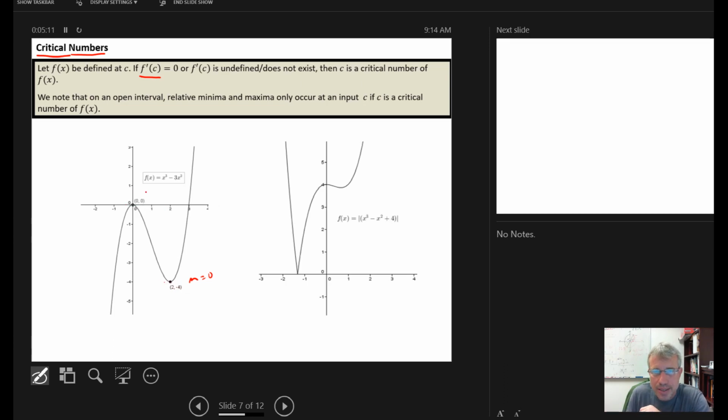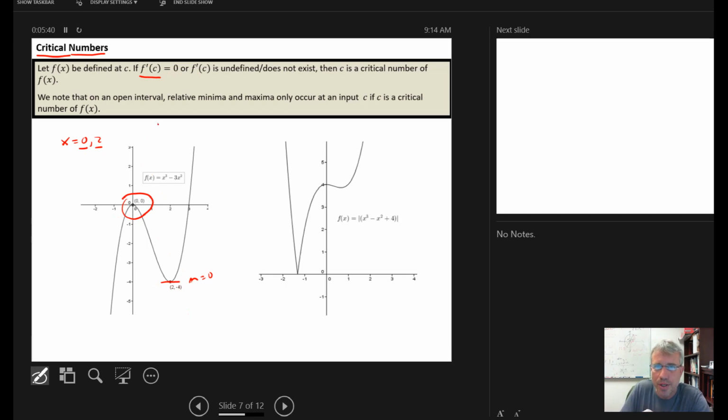So here I can see that this local maximum happens when x equals 0. So I know 0 is a critical number for this graph. And here I see that I'm getting a local minimum, a place where the tangent line slope is equal to 0 when x equals 2. That's a critical number for the graph. The key is, because the slope of the tangent line is 0 there, to find these critical numbers, all I would need to do is take the derivative and set the derivative equal to 0.